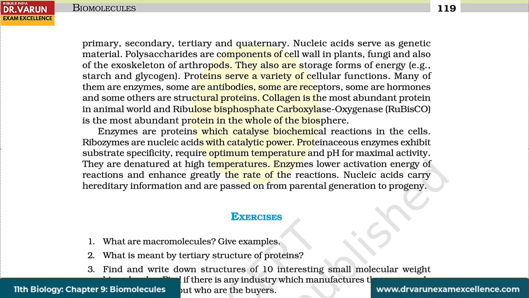Enzymes are proteins which catalyze biochemical reactions in the cells. Ribozymes are nucleic acids with catalytic power. Proteinaceous enzymes exhibit substrate specificity, require optimum temperature and pH for maximal activity. They are denatured at high temperatures. Enzymes lower activation energy of reactions and enhance greatly the rate of reactions. Nucleic acids carry hereditary information and are passed on from parental generation to progeny.